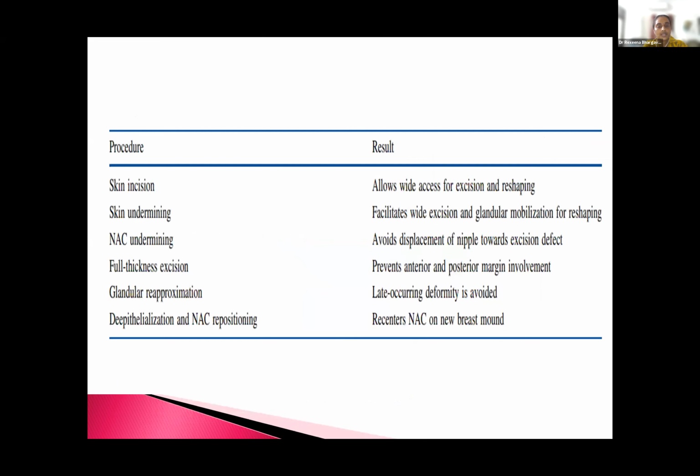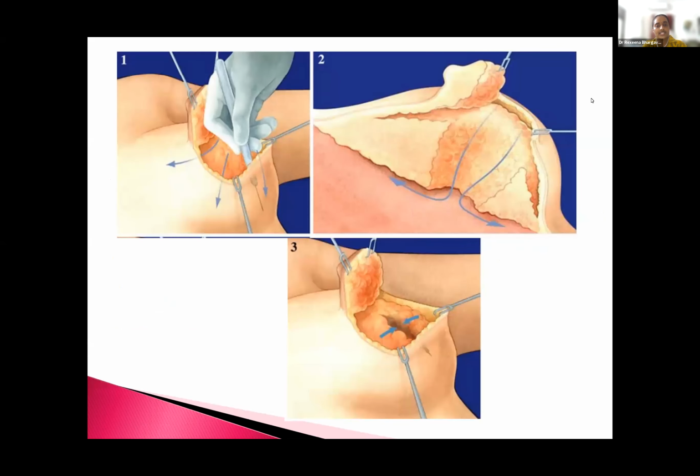So the basic principle of oncoplasty is that you take a skin incision wide enough to allow wide access for excision and reshaping. You undermine both at the skin level and at the pectoral fascia level to facilitate wide excision and glandular mobilization for reshaping. And the nipple areolar complex is undermined to avoid displacement of the nipple towards the excision defect. A full thickness excision is done so that no margin compromise happens. The gland is reapproximated and the nipple is repositioned, as you can see in this figure.